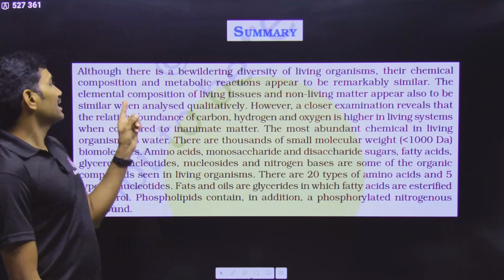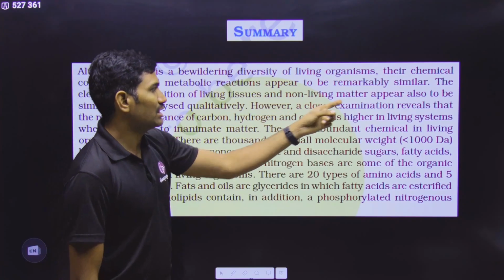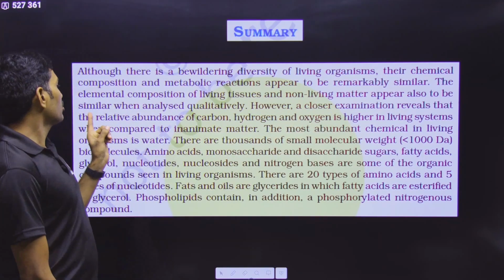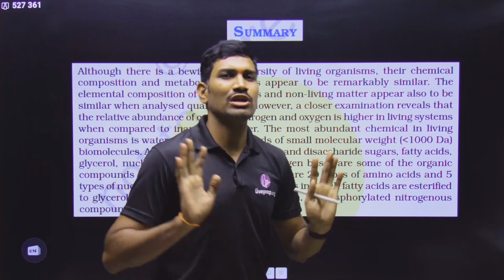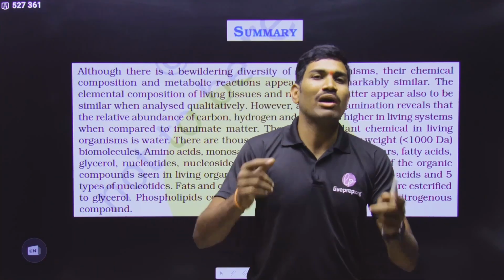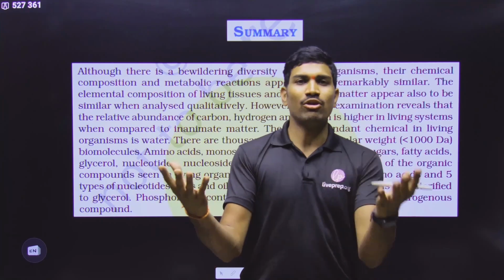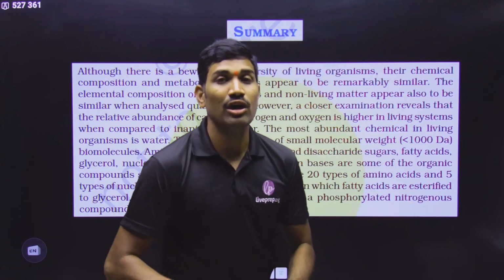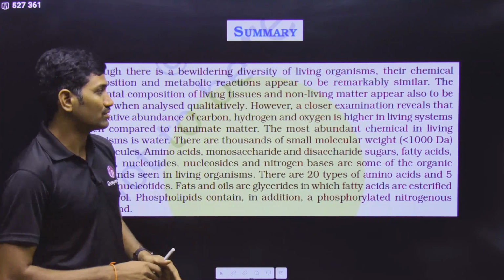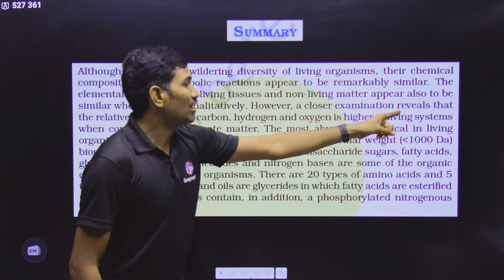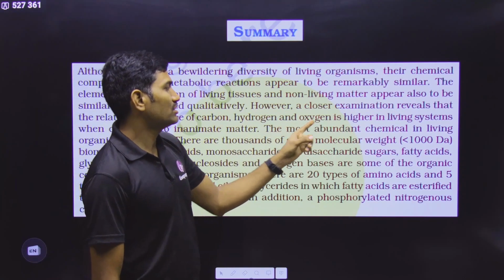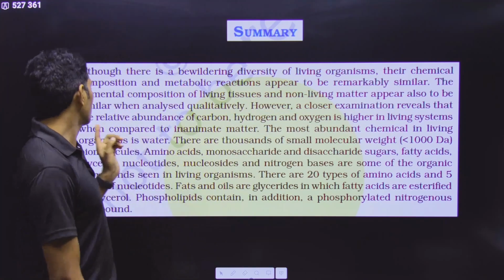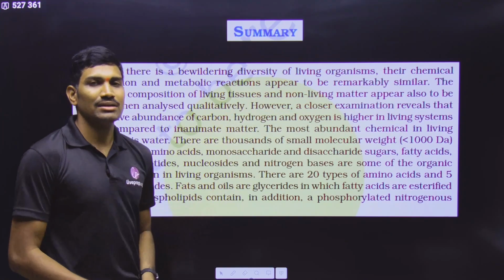Next one. The elemental composition of living tissues and non-living matter appears also to be similar when analyzed qualitatively. So what is present, what is not present? In this way, qualitatively, if you observe living and non-living things, both of them have almost the same list of compounds. However, a closer examination reveals that the relative abundance of carbon, hydrogen and oxygen is higher in living systems when compared to inanimate matter.